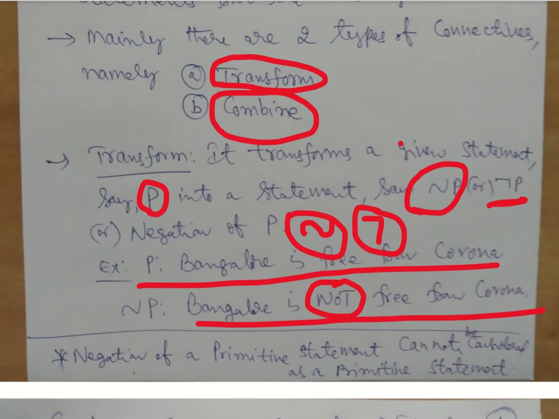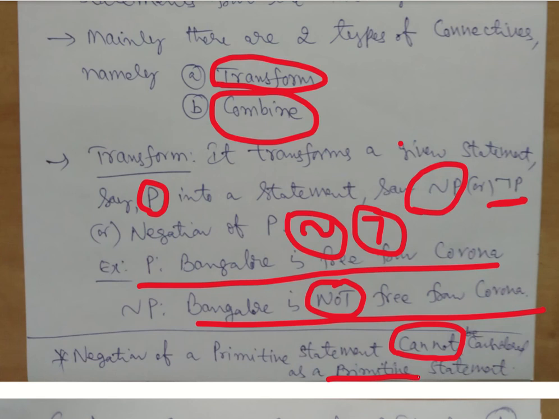What we have to remember here is, when I transform a statement from P to negation P, that negation P cannot be considered a primitive statement. So what is a primitive statement? A statement that has a very basic, fundamental nature. I should not use any connective, and we all know that transform and combine are the connectives. Negation is a transform connective. Since it has already transformed a given basic statement, the negation of a primitive statement cannot be considered a primitive. That is obviously true. The minute I use a connective, gone. Your statement of primitive nature loses its primitiveness.